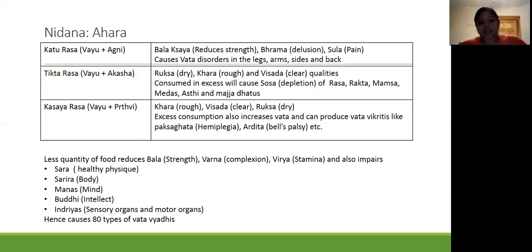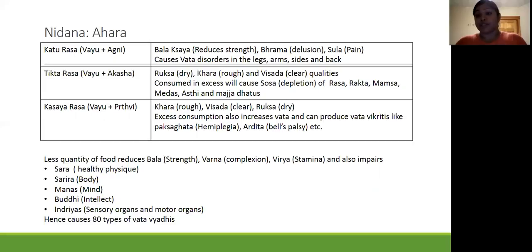Tikta rasa or bitter is comprised of vayu and akasha. And that also causes more dryness in the body, which again is key to the presentation of how this disease occurs. It also tends to produce kharatva or roughness. And vishada means clear. Clear in the sense that it actually helps to remove the structure or the stability or the nourishment.